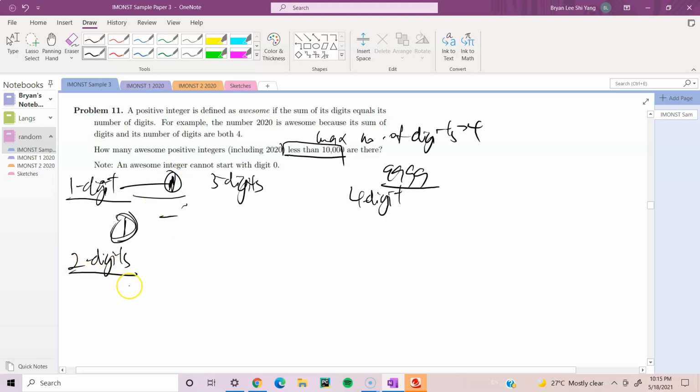And then for 2 digits, the sum is 2. So the smallest one is 11, and the largest one, which is the only second one, is 20. So there are only 2 of them, right?